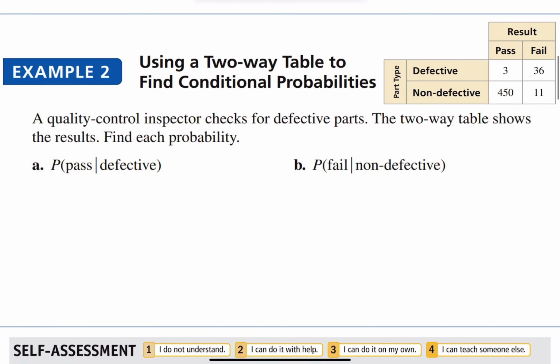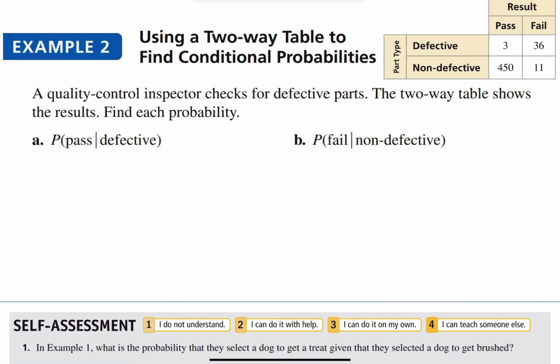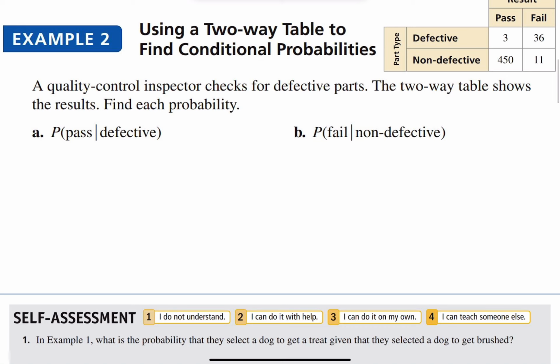All right, the other way we can do this is by using a two-way table. A quality control inspector checks for defective parts. The two-way table shows the results. Find each probability. So part A is the probability that you have a pass given it is defective.